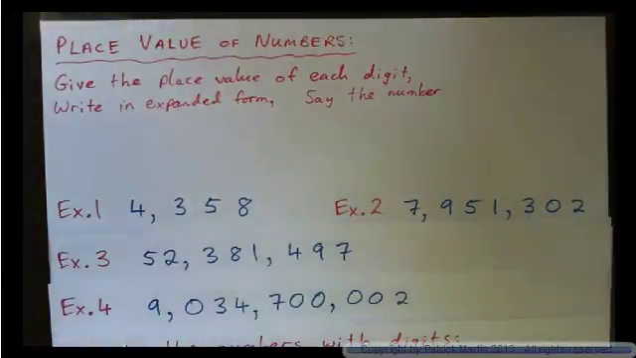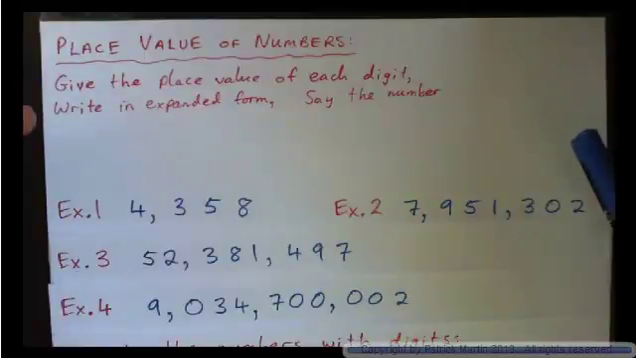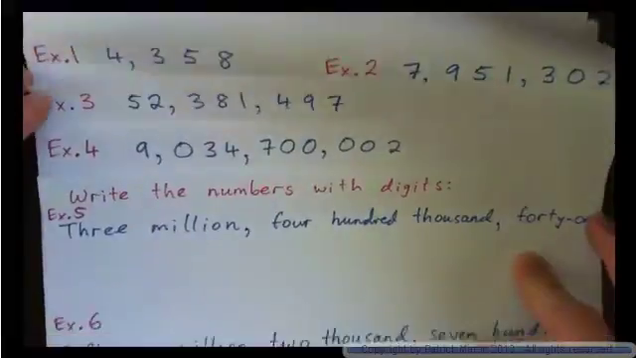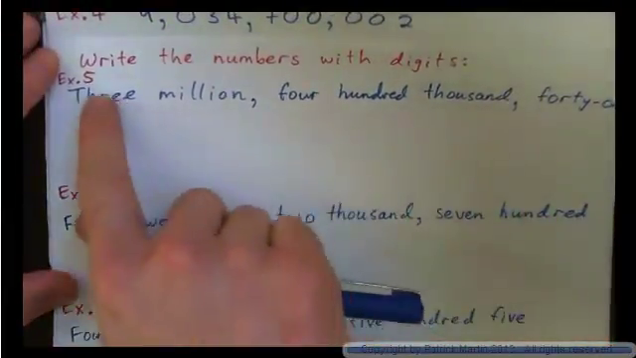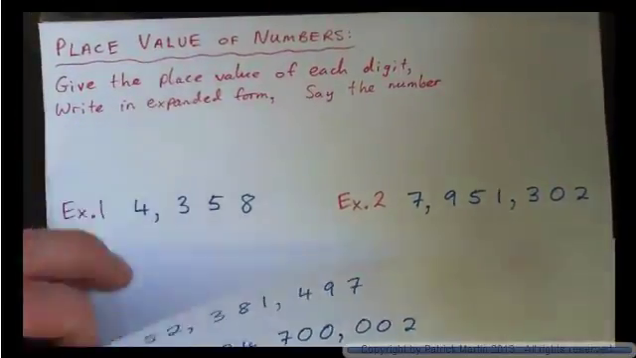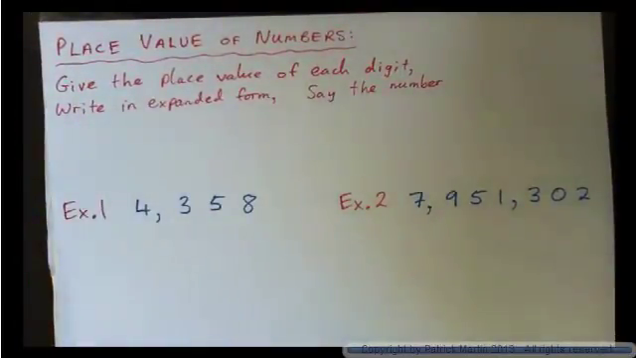In this video we're going to go over the place value of numbers. We're going to give the place value of each digit, write an expanded form and say the number. So we'll do these for examples, and then examples 5 to 7 I'll just get you to write these numbers with digits. So let's start with example 1 and say that number.